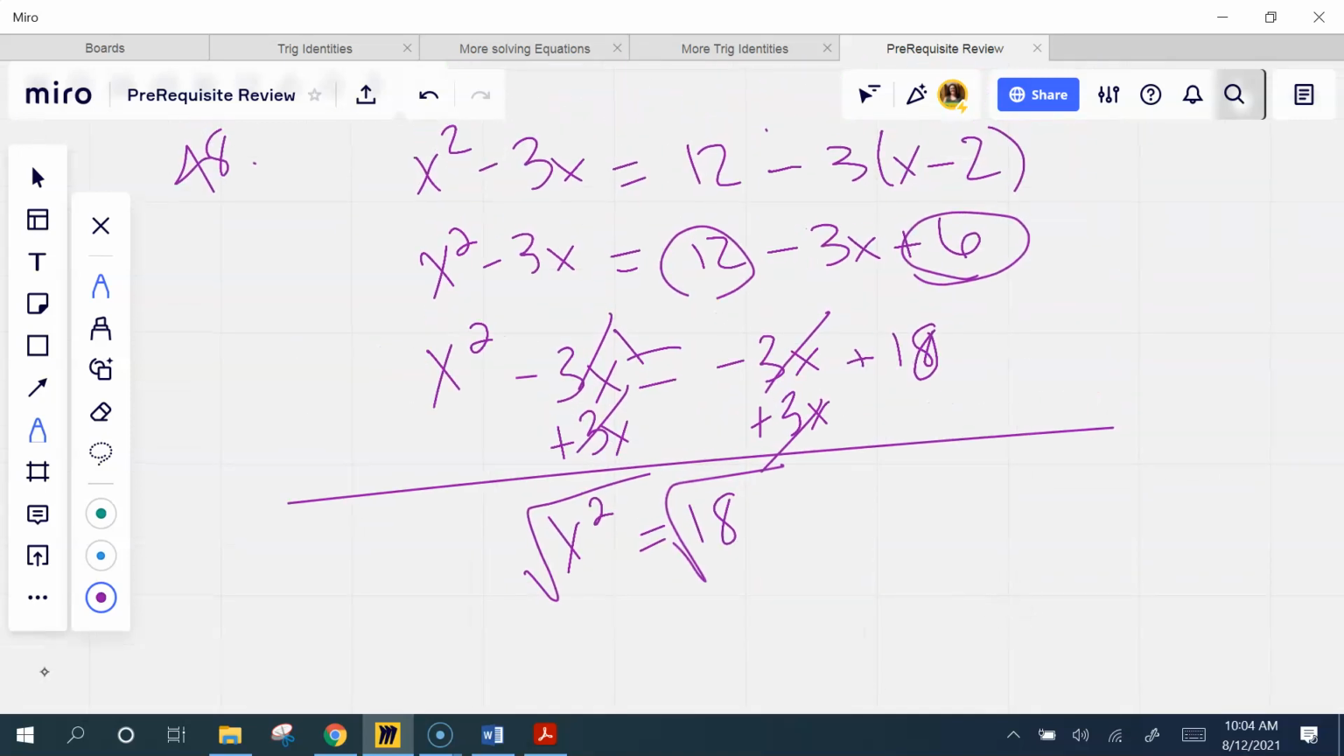There we go. But I need to simplify that with 9 and 2, right? The square root. So plus or minus 3 root 2.